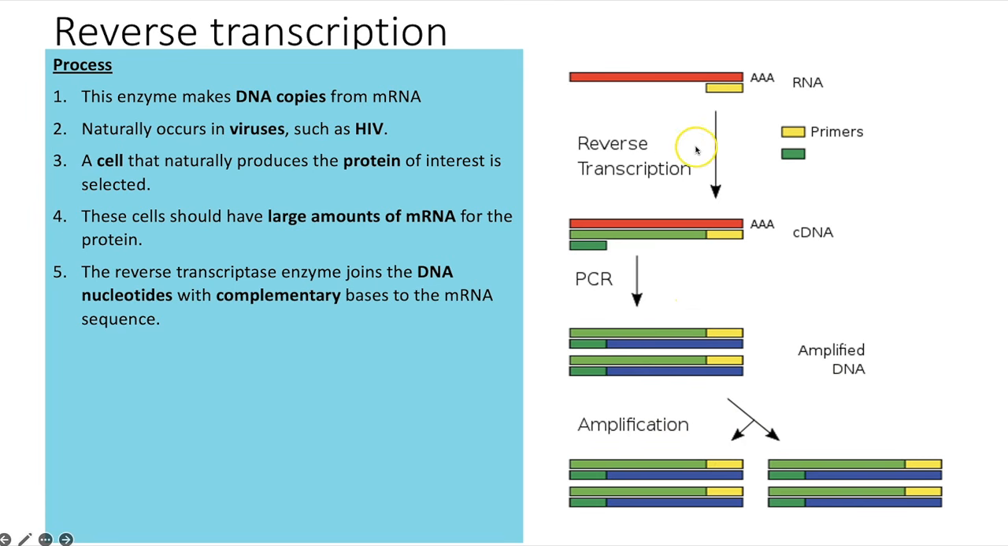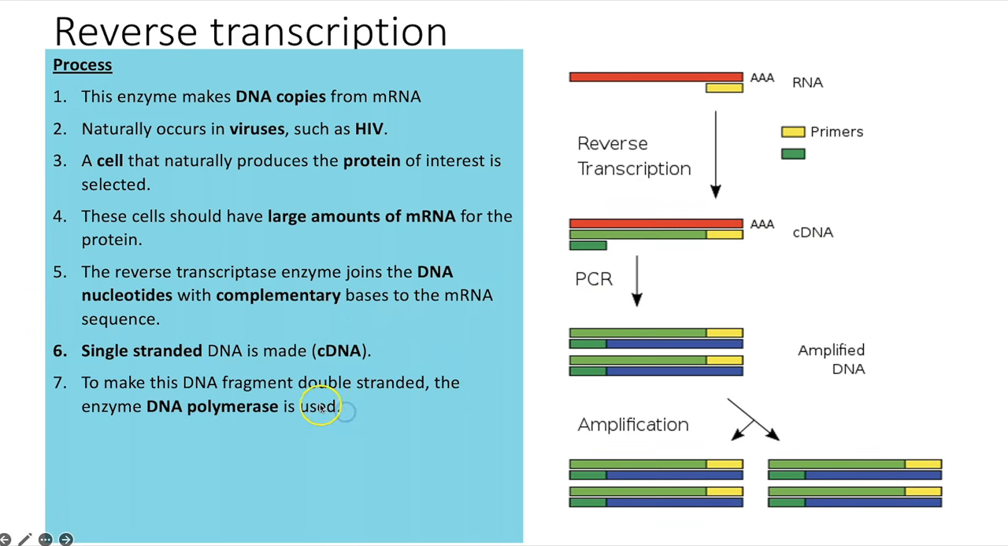So we can see here we've got the mRNA molecule. You'd have complementary DNA nucleotides aligning opposite those mRNA bases, and then you'd have a single strand of DNA created. Now you'd need to have a double strand. So to make this DNA fragment double-stranded, the enzyme DNA polymerase is then used. And you'd actually then go on to use this in PCR to get multiple copies.